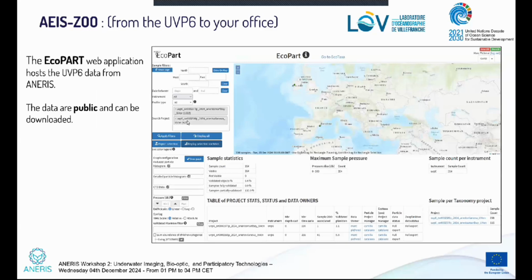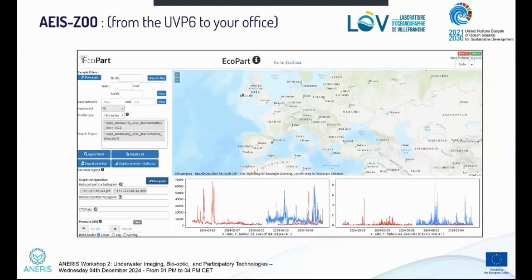Today, the data from the ANERIS project, from Villanova and SmartBay, are imported in the EcoPart application, and they are public. You can download them, you can access them. Today, in the application, there are more than 37 profiles, but only a few are from the ANERIS project. And from the application, you can also visualize the ANERIS data.